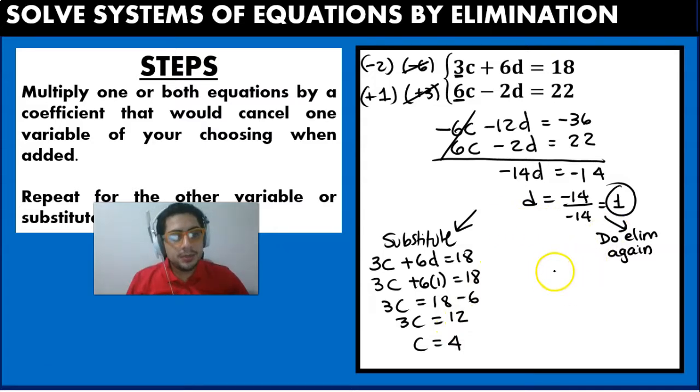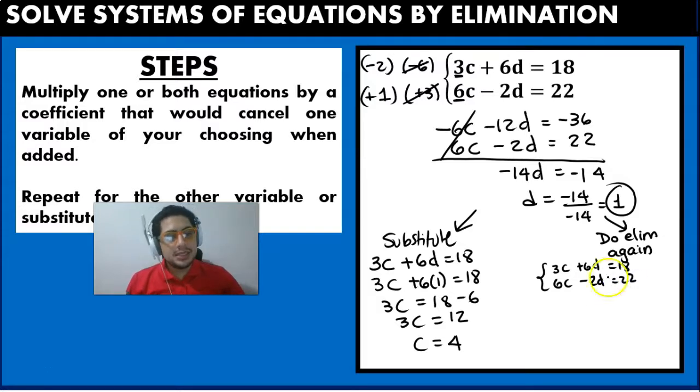Now, if we wanted to do elimination again, we could do the following. So we have 3c plus 6d is equal to 18. We have 6c minus 2d is equal to 22. If I wanted to eliminate the d so that I get the value of c, I can multiply this one by 2 and this one by 6. But because I can simplify by 2, I can multiply by 1 and by 3.